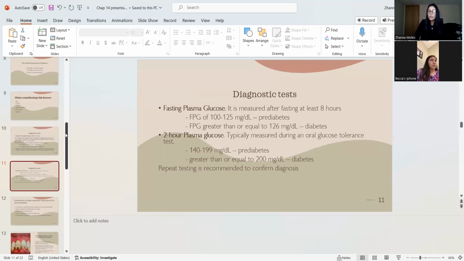Another test we can do is the 2-hour plasma glucose test. Typically, it's measured during an oral glucose tolerance test. A level of 140 to 199 milligrams per deciliter is considered prediabetes, and greater than or equal to 200 is considered diabetes. And we need to schedule repeat testing to confirm the diagnosis.